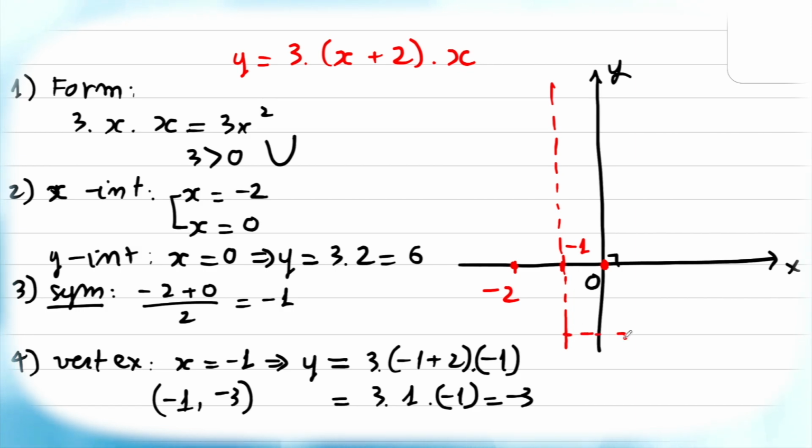Okay, -3 here. This is -3 at this point. And the graph will have the y-intercept at the origin like this. And the next one will be here. Okay, so we finished this question.